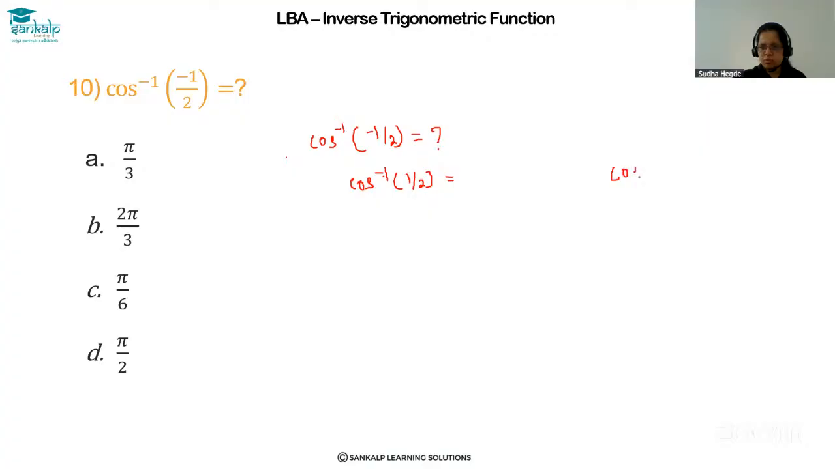Cos of x is equal to 1 by 2. What is x? Can you tell me? For what angle you are going to get it as 1 by 2? Clearly x is 60 degree, correct? Cos 60 is 1 by 2. Therefore, x is pi by 3.